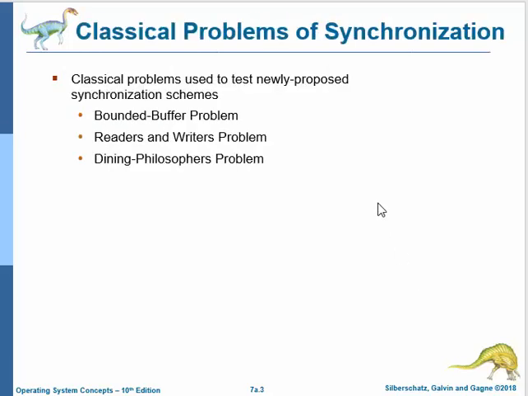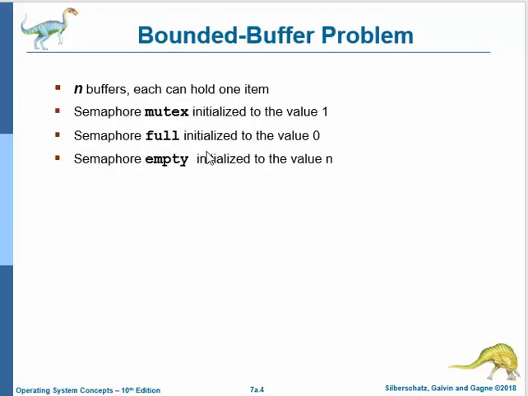Among the classical problems used to test newly proposed synchronization schemes are the following. They are made up of three classical problems of synchronization, namely number 1, the bounded buffer problem, number 2, the readers and writers problem, and number 3, the Dining-Philosophers problem. Now the bounded buffer problem, which was introduced in our last topic, was commonly used to illustrate the power of synchronization primitives.